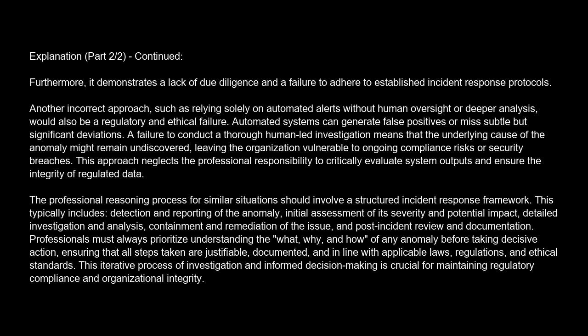Professionals must always prioritize understanding the what, why, and how of any anomaly before taking decisive action, ensuring that all steps taken are justifiable, documented, and in line with applicable laws, regulations, and ethical standards. This iterative process of investigation and informed decision-making is crucial for maintaining regulatory compliance and organizational integrity.